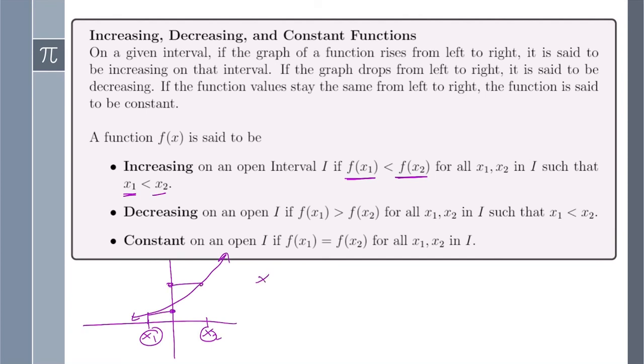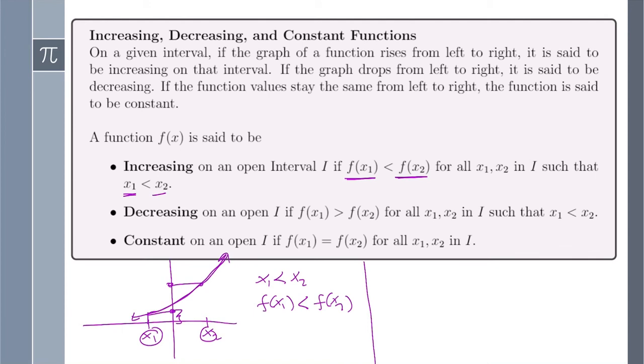So if x1 is less than x2, then I have f of x1, which is this height, less than f of x2. So if that happens in any interval, then the function is increasing. The simple way to say that when we look at the graph is when we go from left to right, if the function rises, then the function is increasing. So here the function is rising, so the function is increasing.